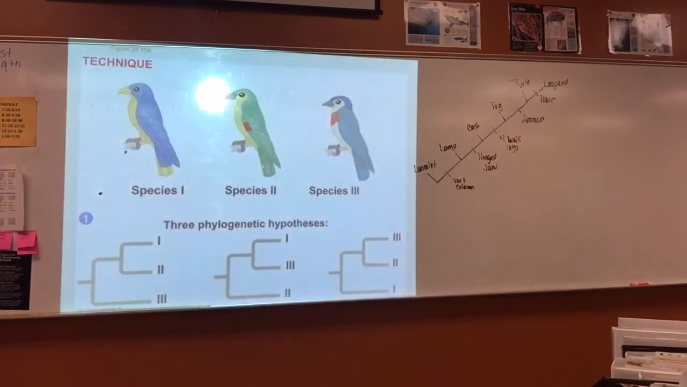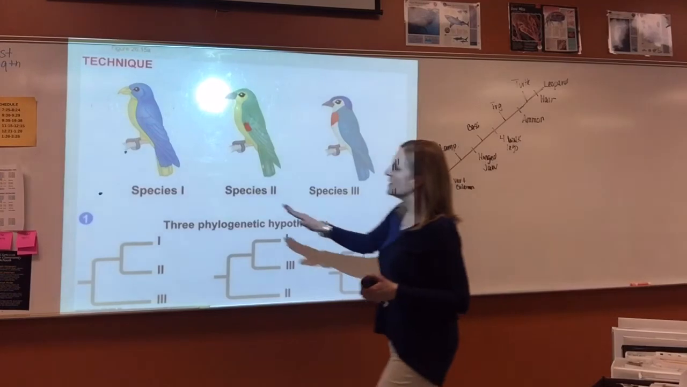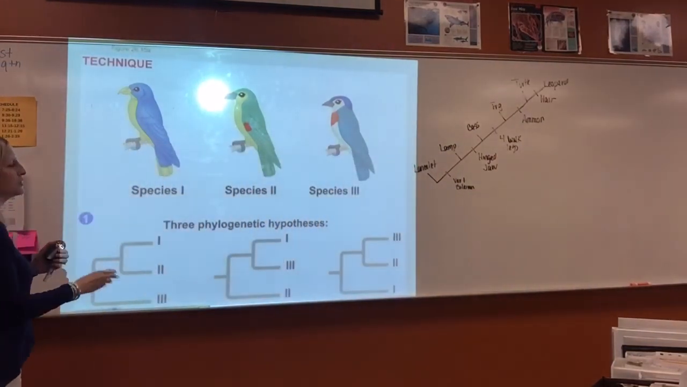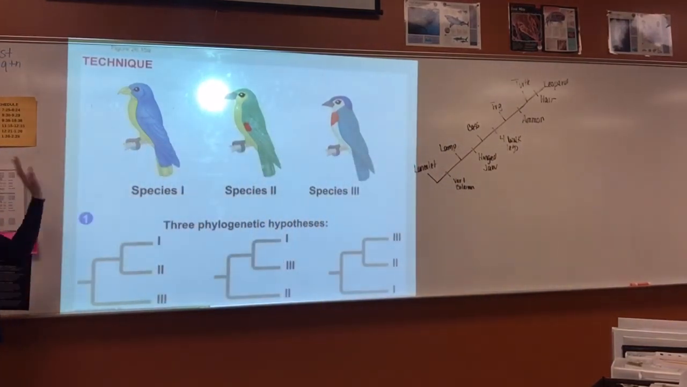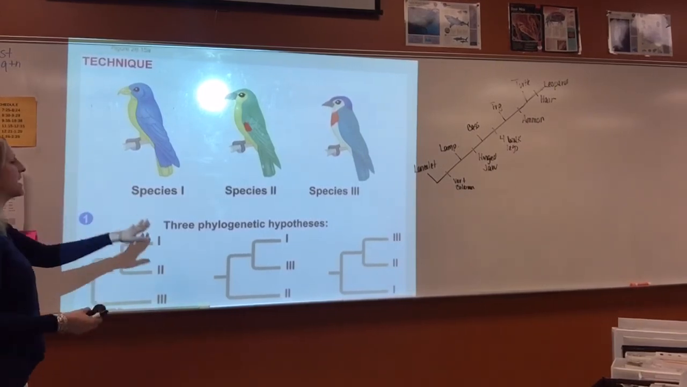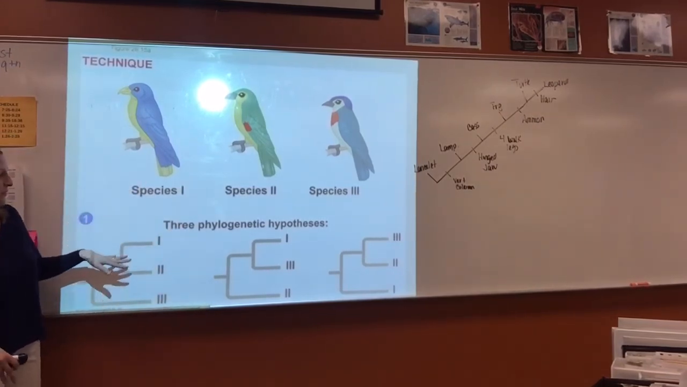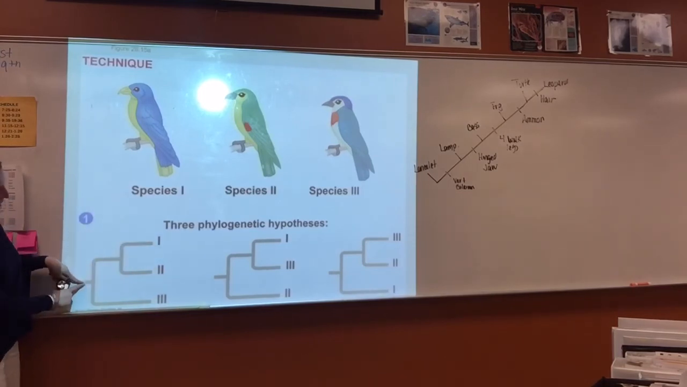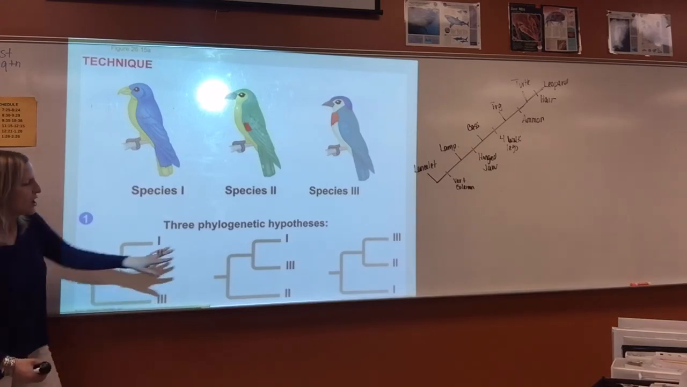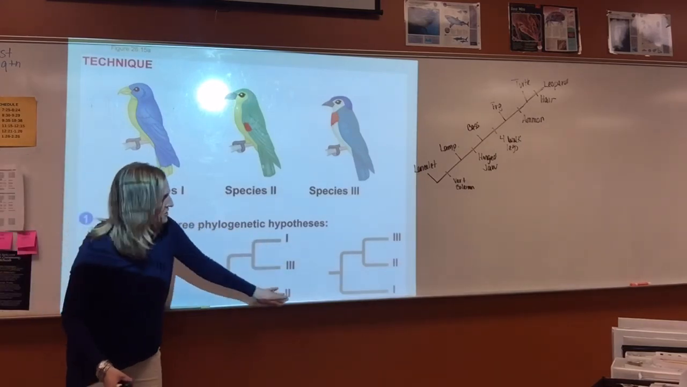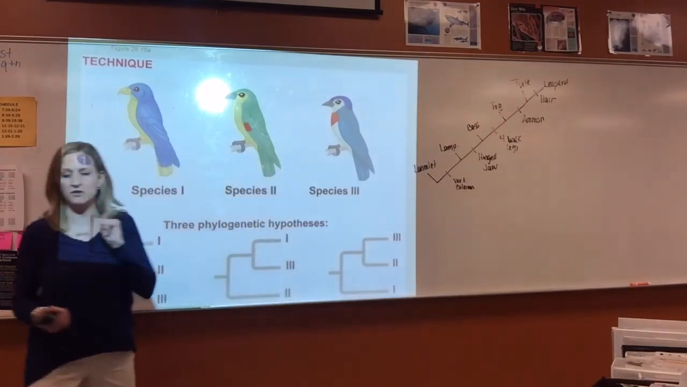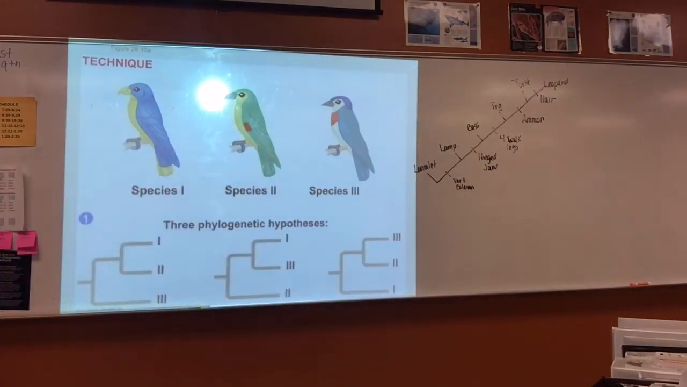All right, so let's look at this here. I'm going to teach you how to figure out which is the best hypothesis using these 3 species of birds. These are the 3 species, and there are just 3 different ways that they could branch off of one another. Here's the ancestor, so species 1 and 2 have a more recent common ancestor, or 1 and 3, and then species 2 is out here, or 2 and 3 and species 1. Those are our 3 hypotheses. We're going to look to see which hypothesis is the most likely.